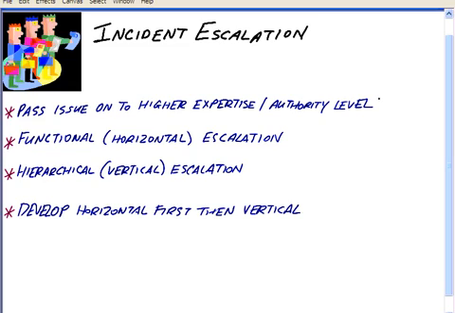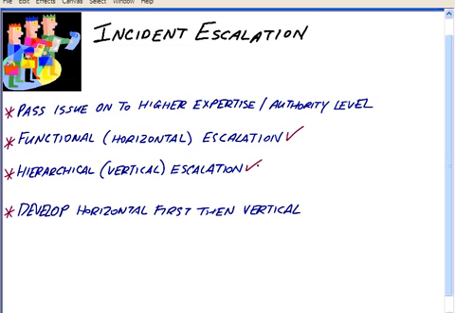Now, there's two types of escalation. There's functional or horizontal escalation, and then there's hierarchical or vertical escalation. Functional escalation is the horizontal process of bringing in coworkers, bringing in in-sourced, in-house personnel with special skill sets or additional access privileges or just simply more time to deal with the incident. This may go beyond the boundaries of the service desk into other departments or into other business units. So it's a horizontal escalation.